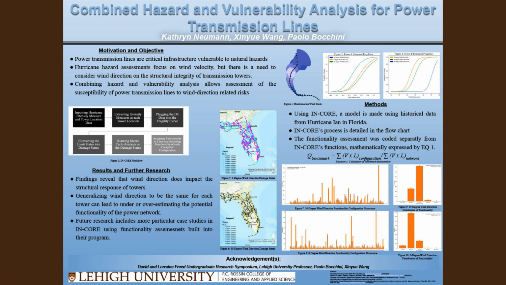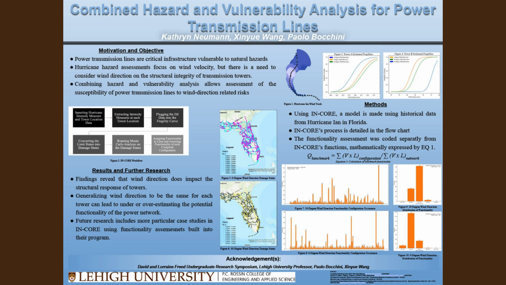My study, Combined Hazard and Vulnerability Analysis for Power Transmission Lines, focuses on assessing the susceptibility of these vital assets to wind-related risks, particularly in hurricane-prone regions like Florida. Specifically, I was looking at how wind direction is a vital component of model making, in addition to the commonly used intensity measure, wind speed.